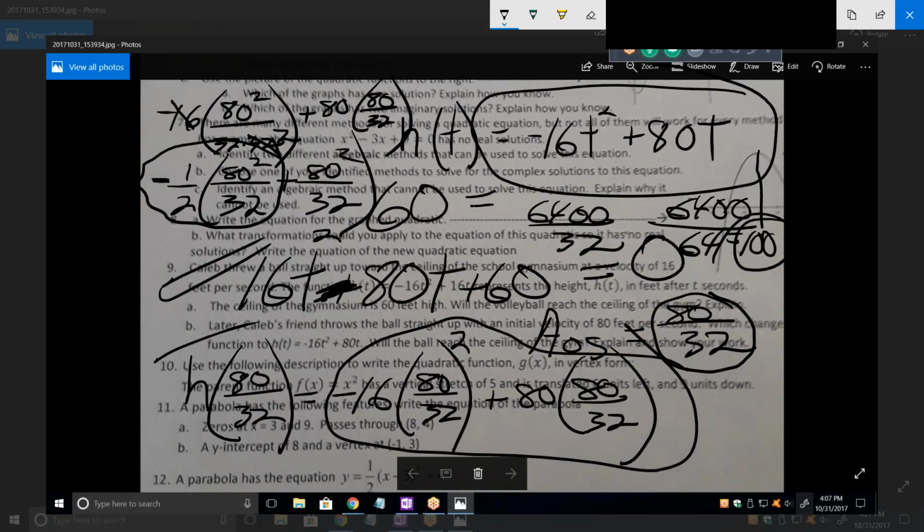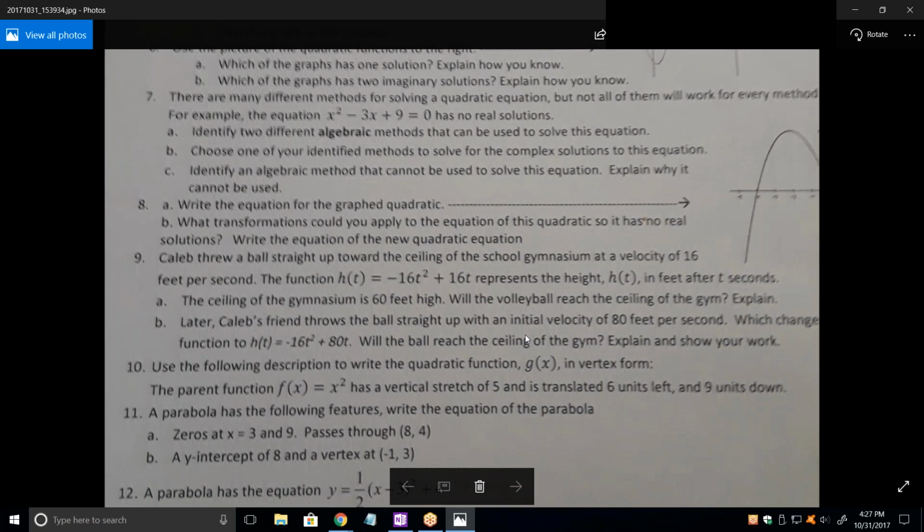Unless I made a mistake in my math. But that means that it would definitely hit a 60-foot ceiling. Okay. All right, let's look at number 10.